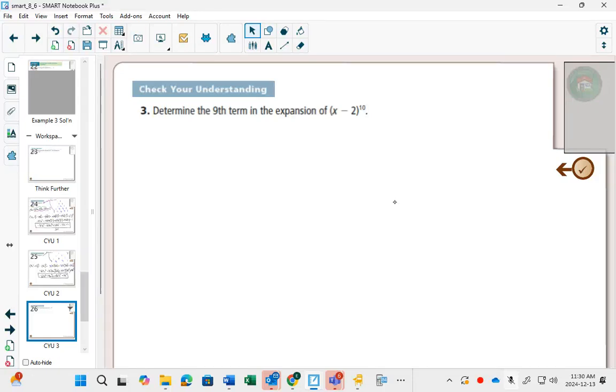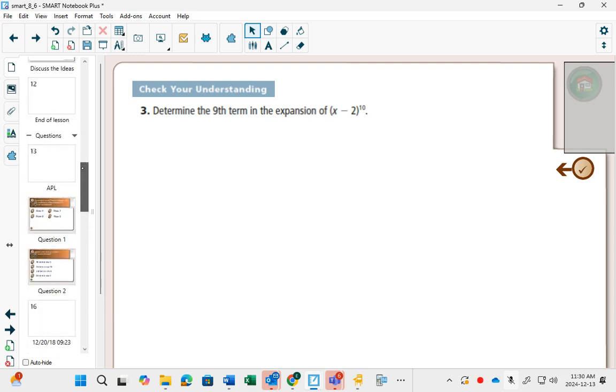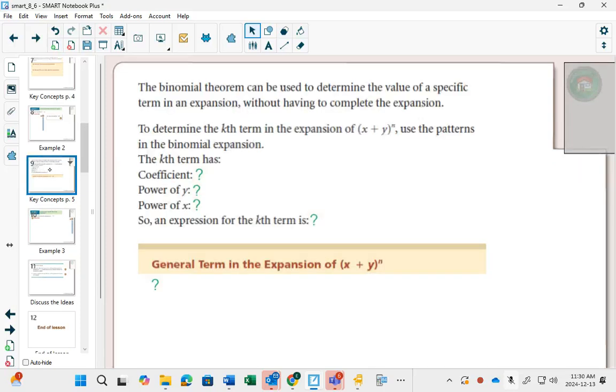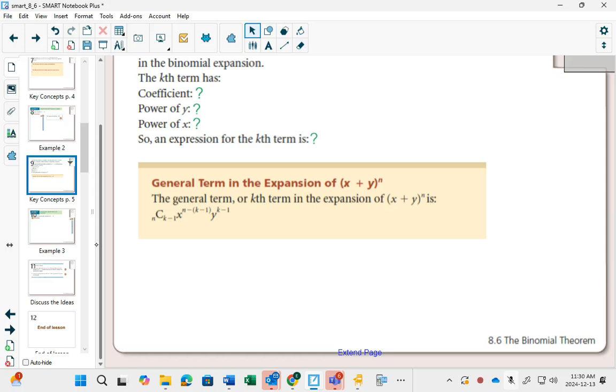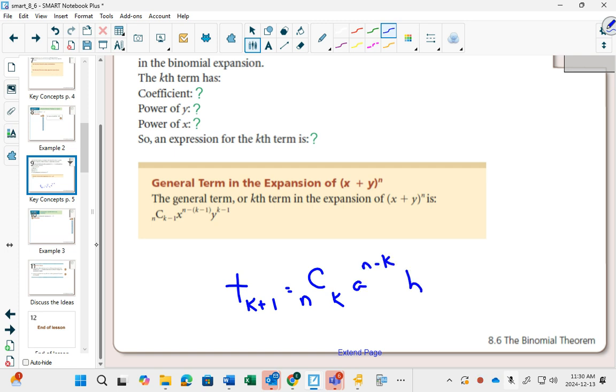Alright, before we get to example 3, on the bottom of page 741, we have this box, but I'm going to rewrite it for you how it is on your formula sheet. On your formula sheet, you have the following in blue. Tk plus 1 is n choose k, a to the n minus k, b to the k.